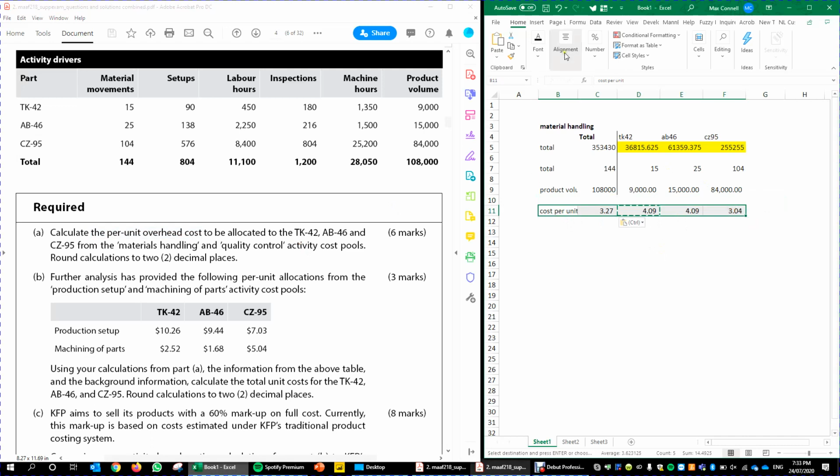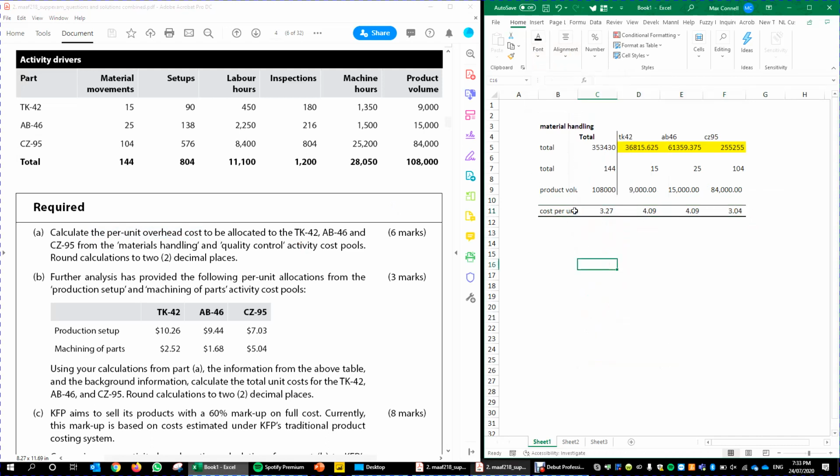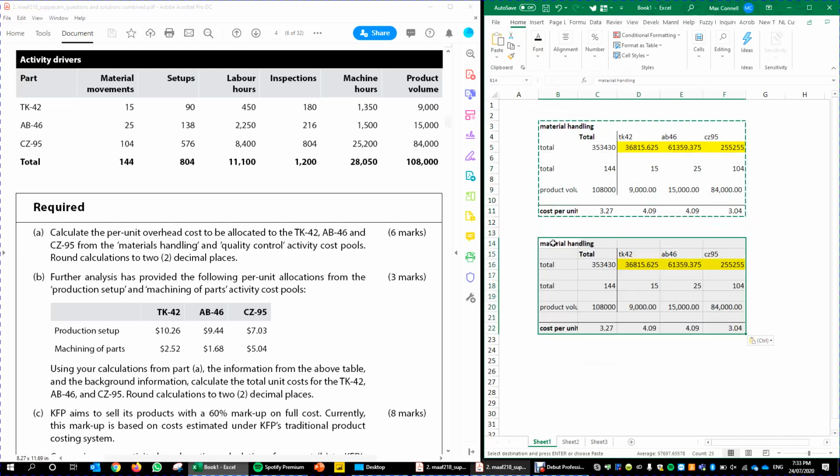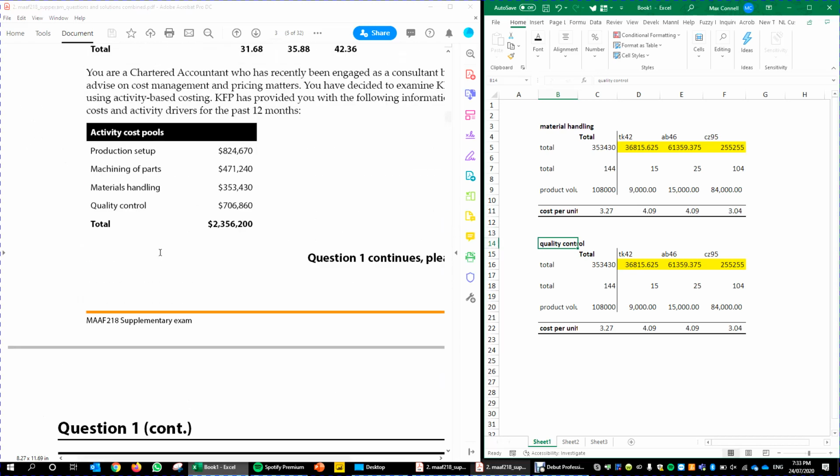So that's 3 marks right there, because we've done this for materials handling. So we just need to repeat the process now for quality control. Let's copy and paste this. We'll need to update our values. Quality control. Okay, so the total cost of quality control is 706,860, per the table in this question over here.